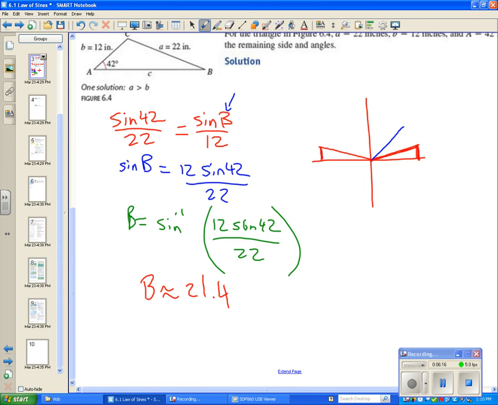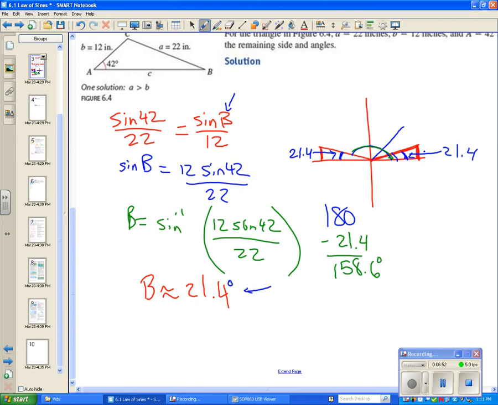Notice this right here is a reference angle, which is congruent to this one. In fact, this angle and this angle are called supplements. So if I take 180 degrees, in fact, it would have been better to have said that, I apologize, 21.4 degrees. So this is 21.4 degrees in here, which means this larger angle right here is 180 minus 21.4, and I get 158.6.